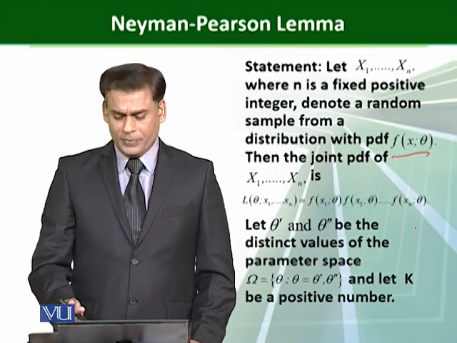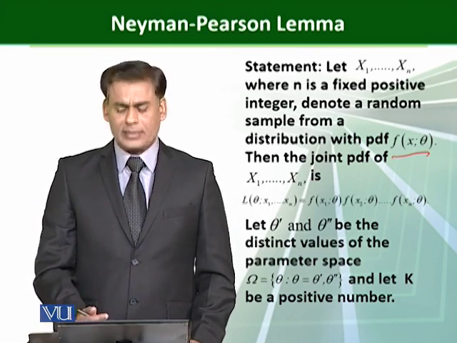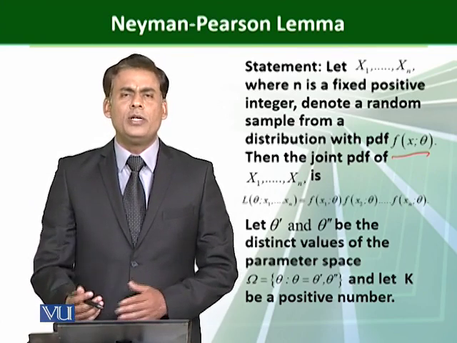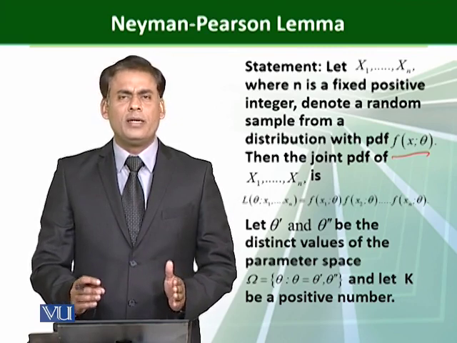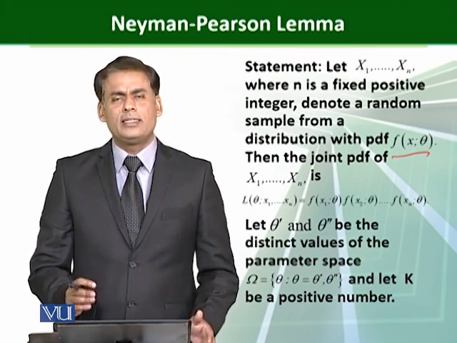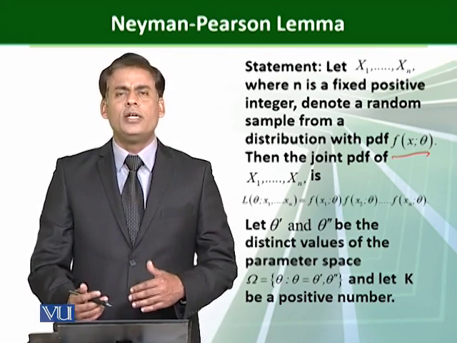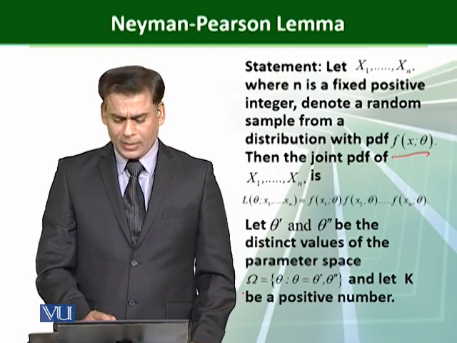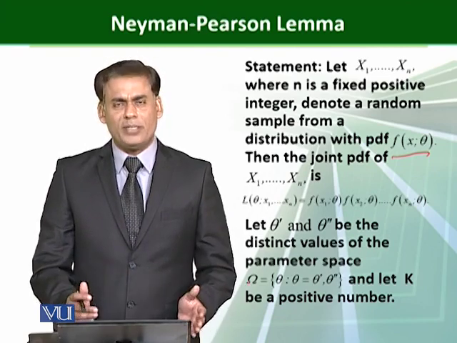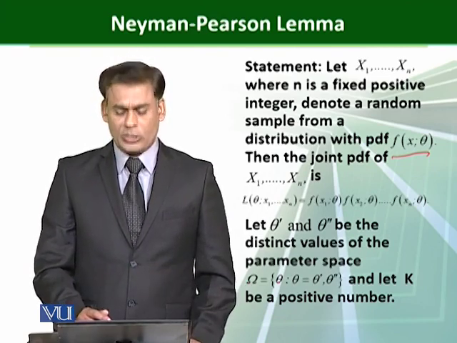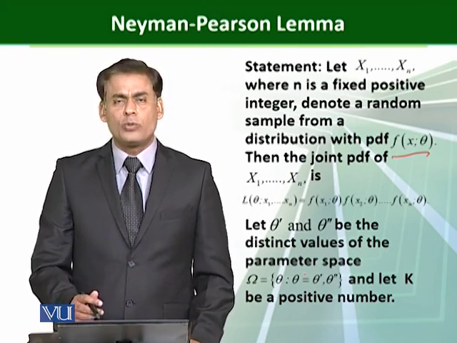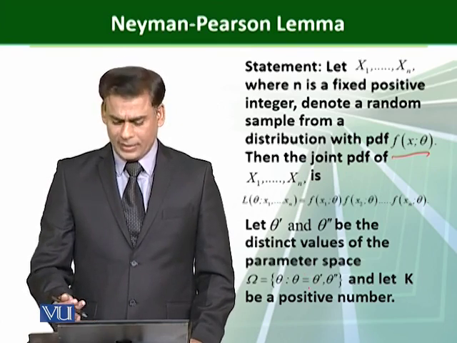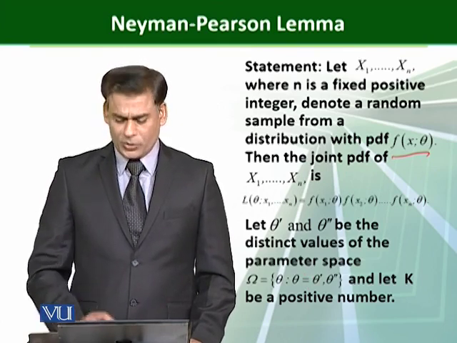Let theta dash and theta double dash be distinct values of the parameter space. As we did in the previous module, we are assuming two different values from the parameter space, that is theta dash and theta double dash. Similarly, we take two distinct values from the parameter space, which we can write as gamma, representing the overall parameter space based on theta, and we are assuming the two possible values in that parameter space, that is theta dash and theta double dash. And let k be a positive number.